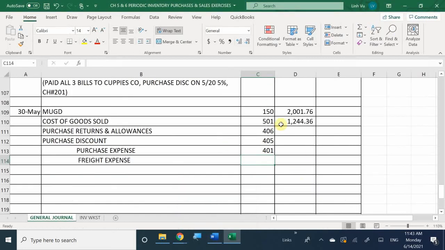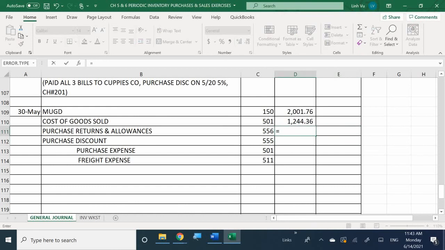Okay, I've typed in all my wrong numbers. So purchase returns and allowances was 555. Purchase 556. 506. 556. Okay, all right. So let's plug in my values. What was my total purchase returns and allowances?